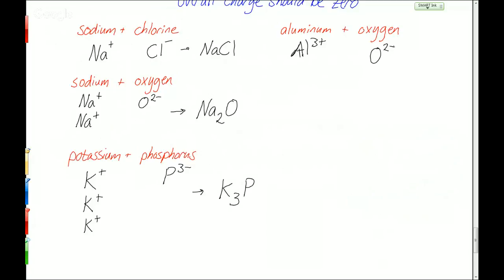Right, you're going to need 2 of the 3 pluses and 3 of the 2 minuses so that the overall charge still works. And by the way, if you can't see that in these numbers, that's fine. You can still do this by trial and error. So you could say, okay, I have more positive charge than negative charge, so I need to put in another oxygen. Well, now I've got 3 plus and 4 minus, so I need more aluminum. Well, now I've got 6 plus and 4 minus, so I need more oxygen. And now it works out. I've got 6 plus and 6 minus. And the way we would write that is Al2O3.